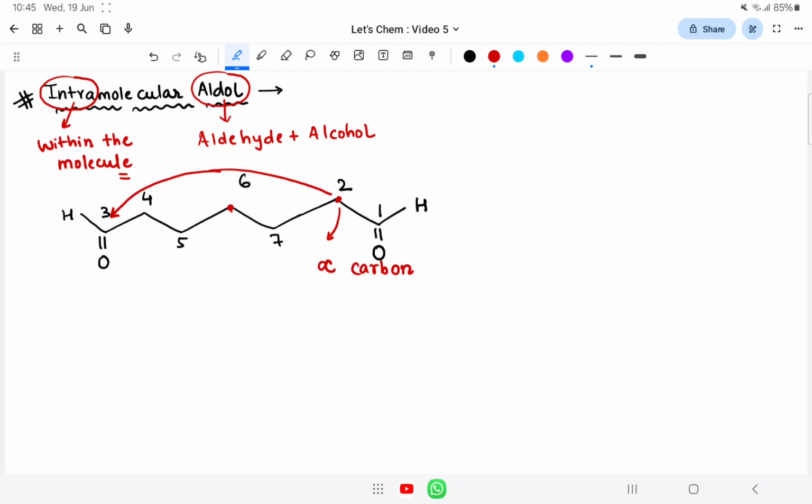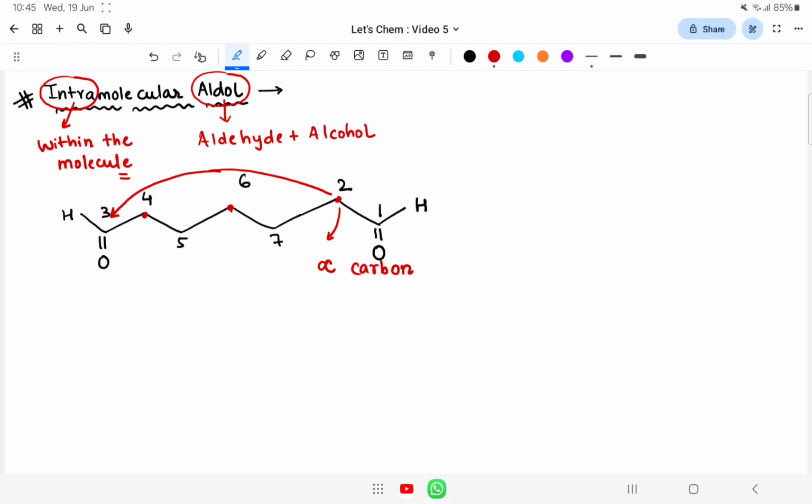So I took this carbon as first, second, third, and whatever is there in between, I just gave it a random number: 4, 5, 6, 7. You can go in any other way. So if you are trying a reverse approach, where this is the attacking alpha carbon, even then you know that this is also an alpha carbon.